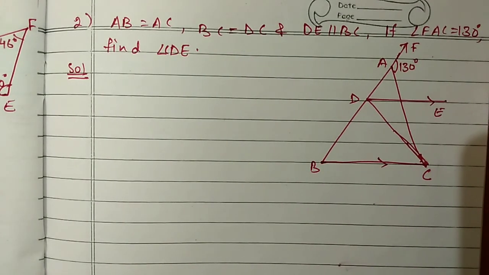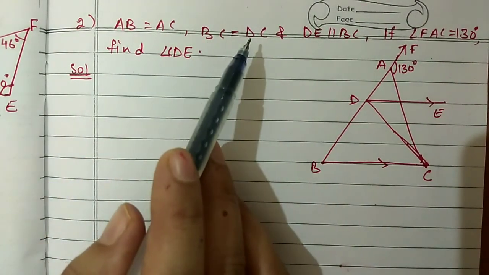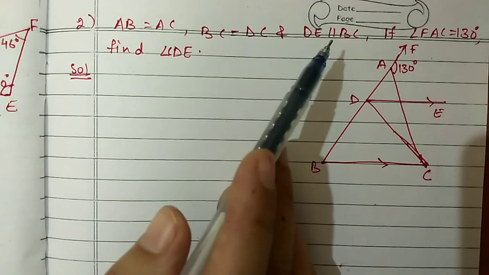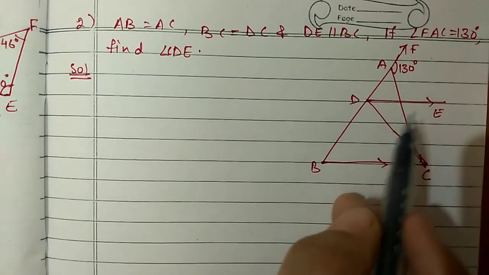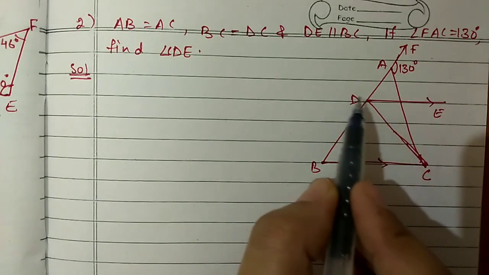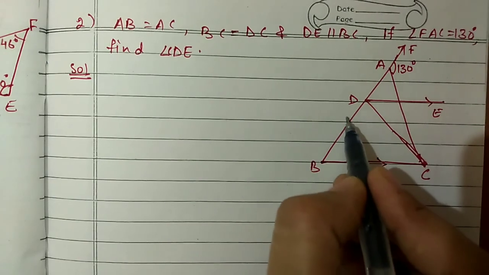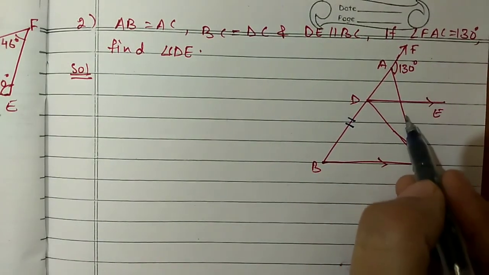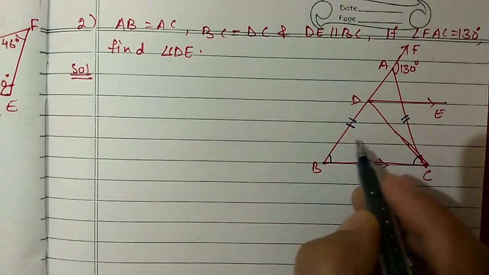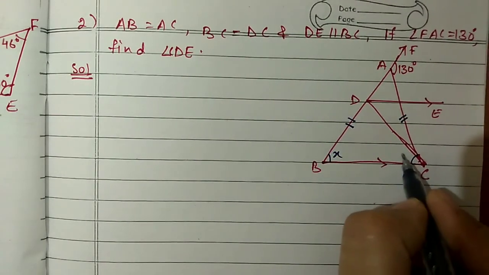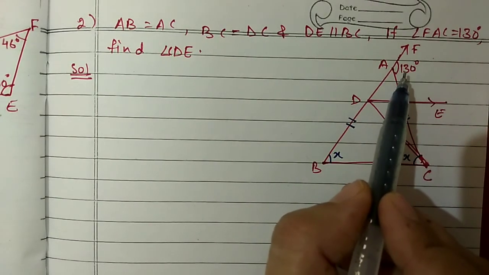Next question number 2. In the given figure it is given AB is equal to AC, BC is equal to DC and DE is parallel to BC and this angle is given 130 degree. We have to find out angle CDE. So first information is given AB. This means this AB is equal to AC. It means this angle and this angle will be equal. Suppose if you take it X and this also X, then we can use your exterior angle property.